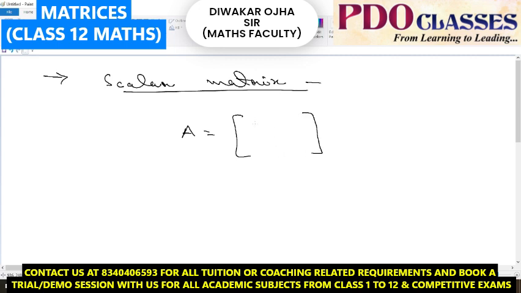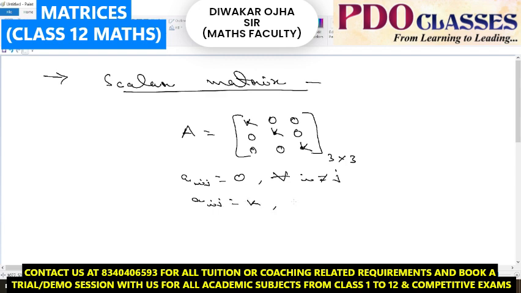It will be of numbers. The diagonal elements will be the same. Let it be k. And I am saying it is a kind of diagonal matrix, so obviously all other elements will be 0. And aij is equal to 0 for all i not equal to j, and aij is equal to k for all i equal to j. This is the representation of scalar matrix.